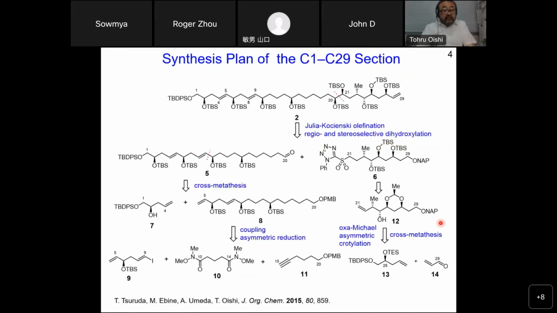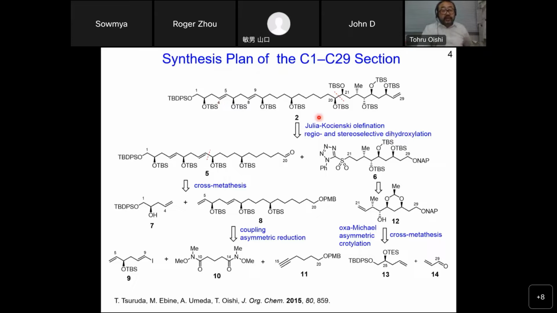So this is the synthesis plan of the polyol segment corresponding to the C1 to C29 section. The polyol molecule would be synthesized from this aldehyde and sulfone via Julia-Kocienski olefination, followed by regio- and stereoselective dihydroxylation in the presence of these two olefins. That is a key point of the synthesis of this segment.